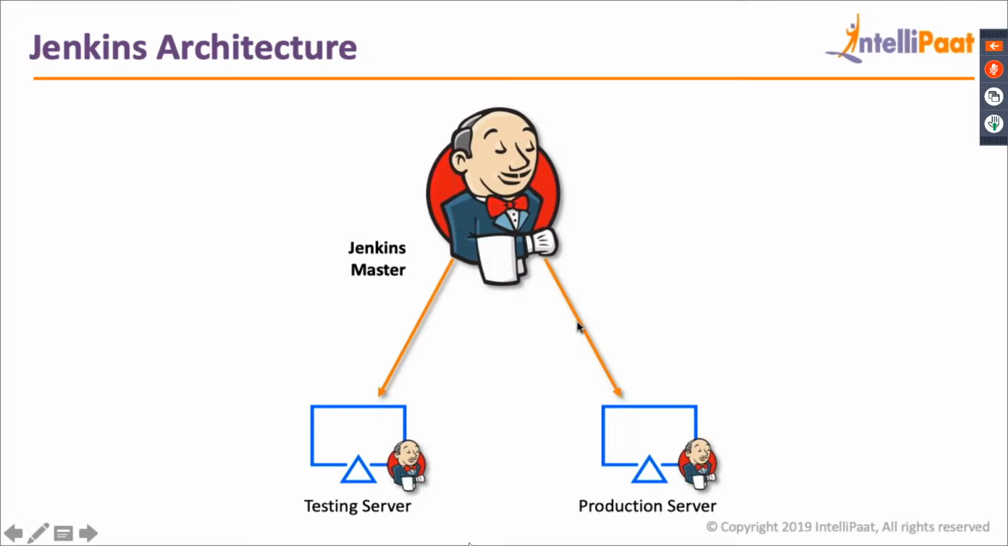Now, when we talk about the architecture that we are going to follow today, we are basically going to have one slave and one master. We are going to have one build server where our website is going to be deployed, and the place where we are installing Jenkins will be called the Jenkins master.